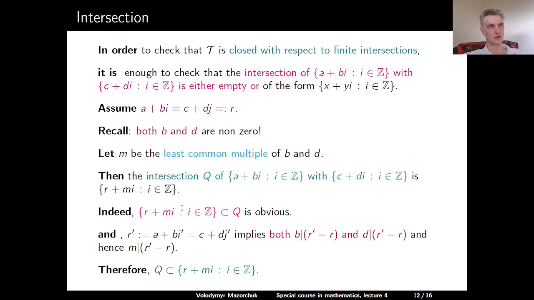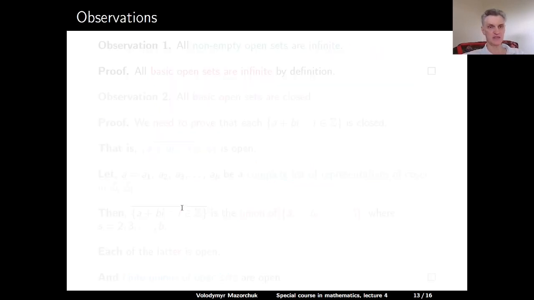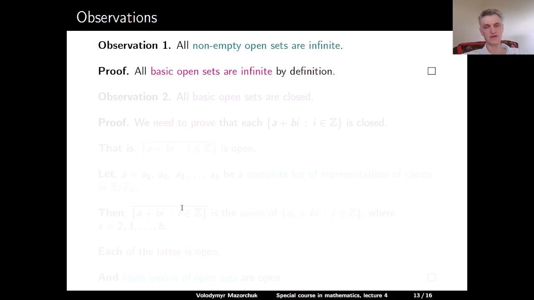And this completes our proof. So the intersection of two elements in the basis is either empty or an element in the basis, and so the intersection between two unions, that's a union of the intersections, it's again a union of subsets of our form. Now let us make some observations. First of all, non-empty sets in our topology are infinite. Indeed, if we have a non-empty union, each set in this union is infinite. So all basic open sets are infinite by definition, so all non-empty sets in our topology are infinite.